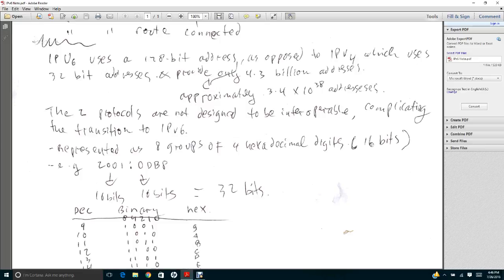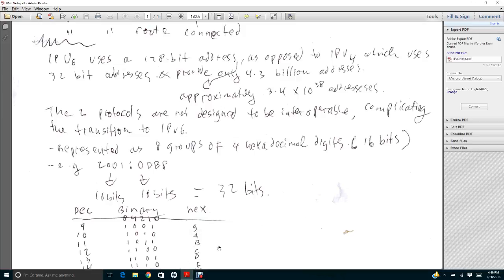Okay, let me give you another one. 12. For 12, the binary number is 11, which is 8 plus 4, and 00. Right? The hexadecimal number is C. So this goes up to F. 14 is E, and then 15 is F. Therefore, it is said that hexadecimal is base 16. Okay.